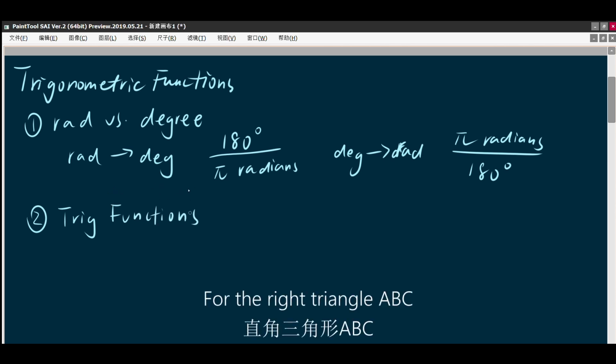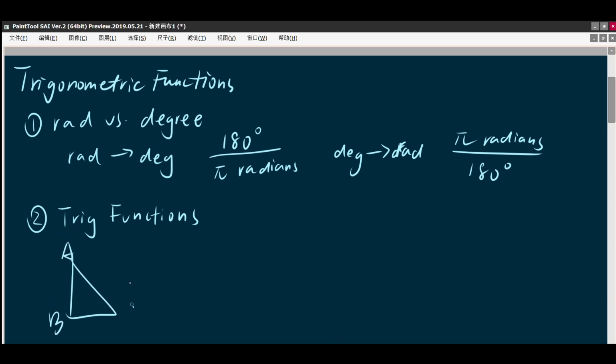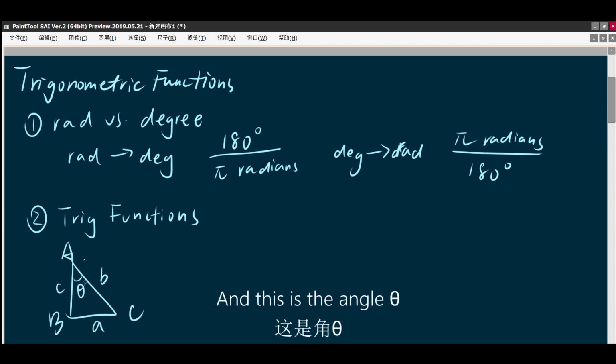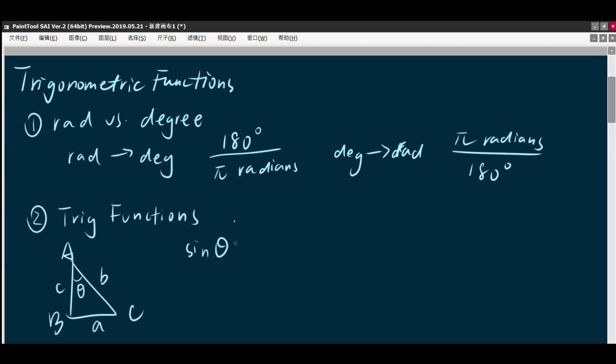For the right triangle ABC, these are the sides A, B, C, and this is the angle theta. So sine theta is A over B. Cosine theta is C over B. Tangent theta is A over C.